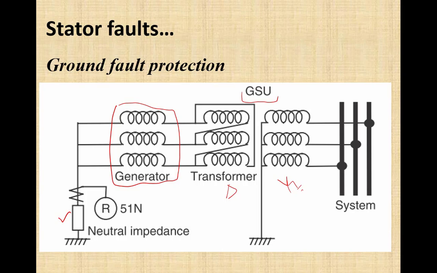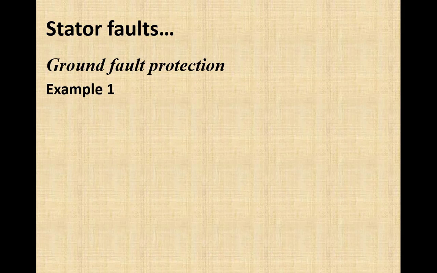Now we have inserted a CT and its connected relay in the neutral circuit to detect a ground fault if we have limited the ground fault current with the help of an added impedance in the neutral circuit. Now we solve this example step by step and see how the grounding method impacts the protection that we are going to deploy against ground fault.